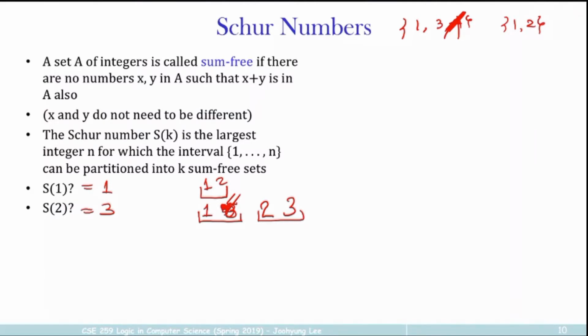Good. Can I now try 5? Can I put 5? No. Is it because I did something wrong in the previous step? It turns out that no matter what you do, you cannot put 5 numbers into 2 sum free sets. That's not possible. So from this you can conclude S of 2 equals 4. Now your turn.